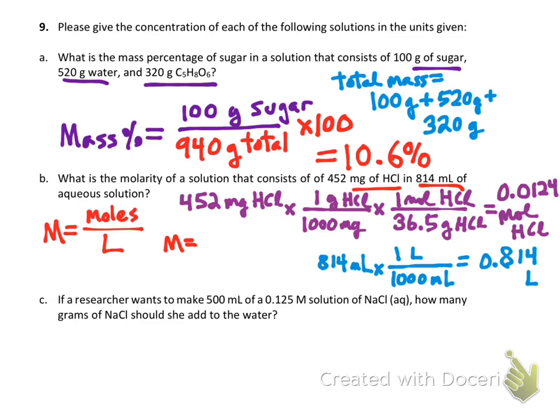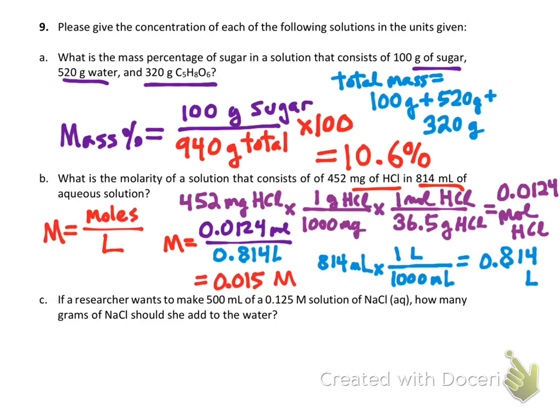So our molarity is going to equal the moles of HCl, which we found were 0.0124 mole, divided by the number of liters of solution, which, as we just calculated by dividing by 1,000, is 0.814 liters. When it's all said and done, this ends up equaling 0.015 molar.